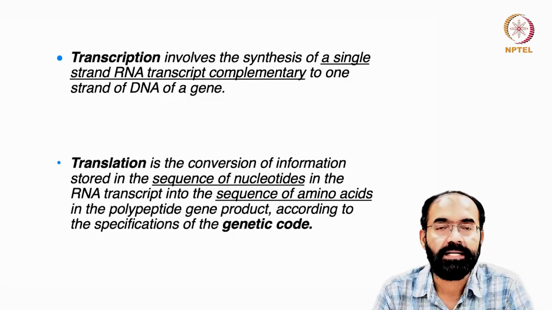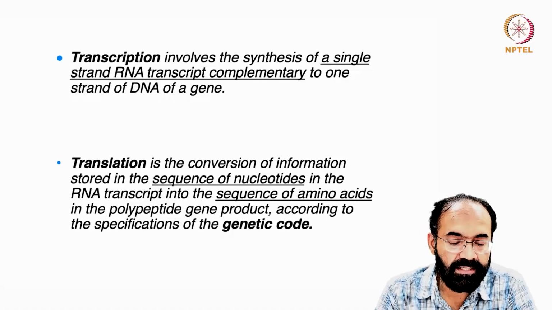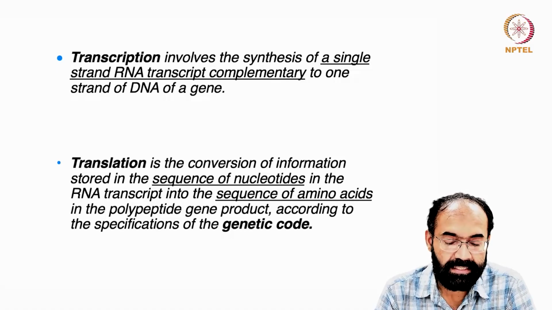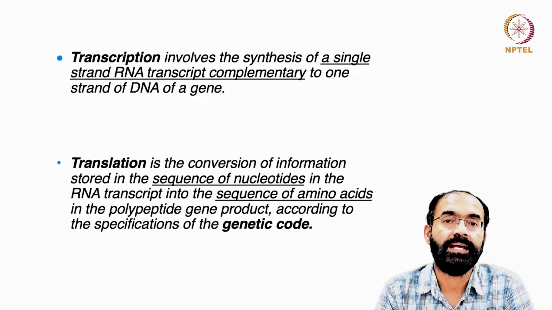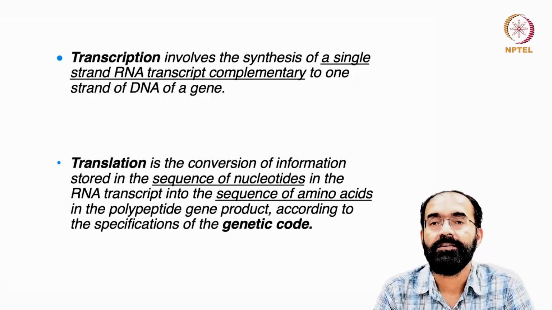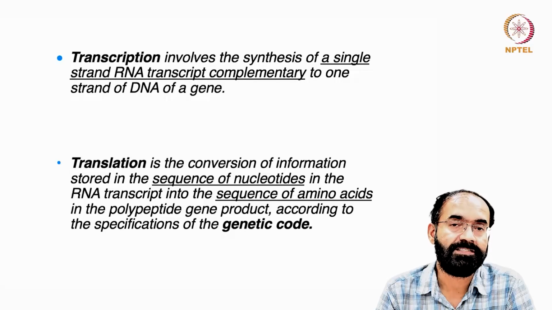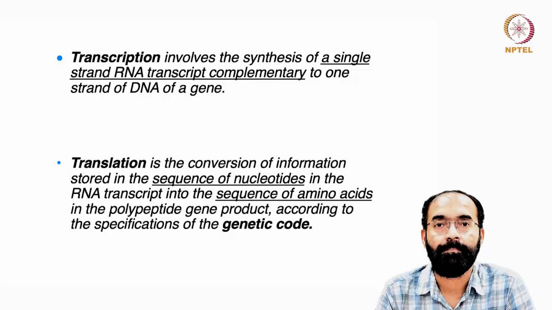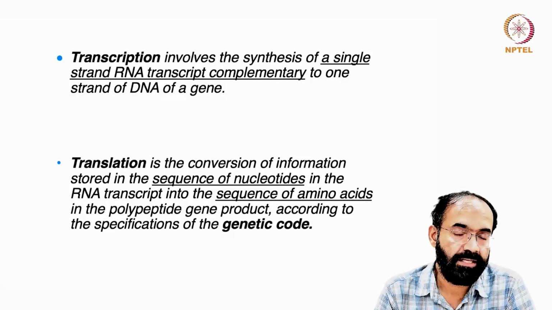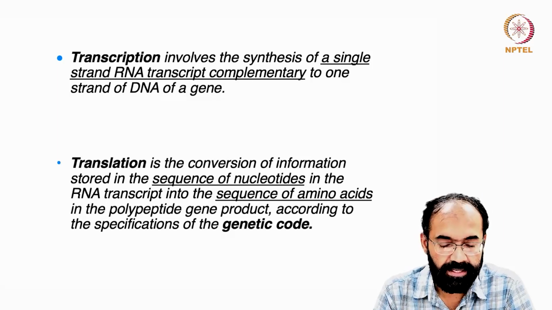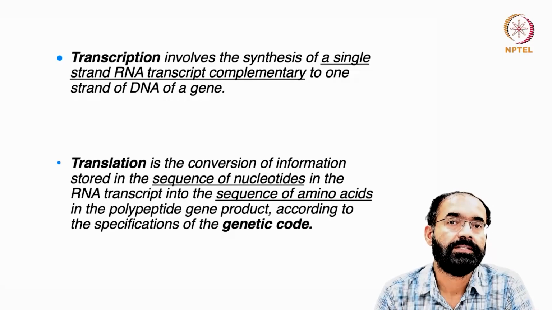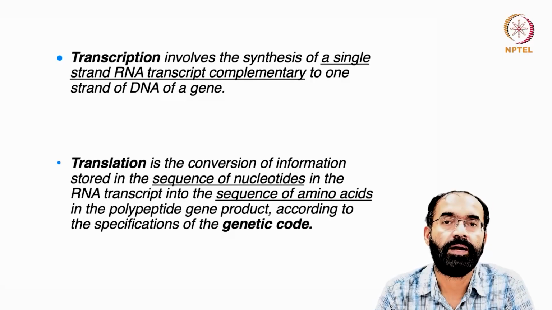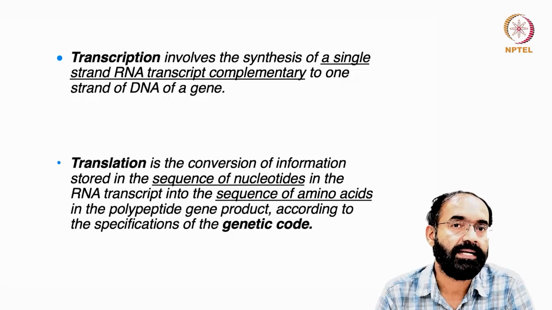And transcription involves a single stranded RNA transcript that is complementary to one strand of the DNA or a gene. Remember, when you say complementary strand, they are mirror images of each other. A pairs with T, G pairs with C in the case of DNA. So the transcription involves the utilization of one of the strands in a DNA.